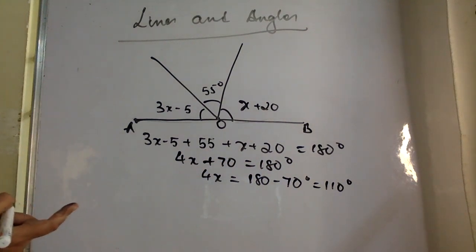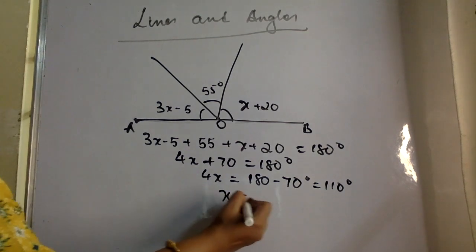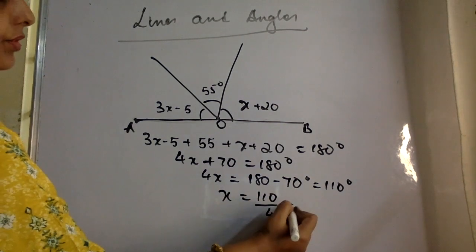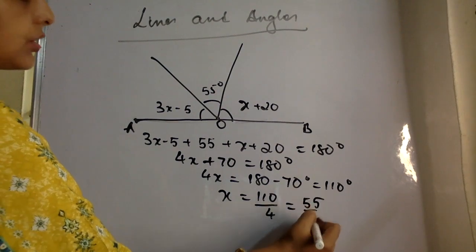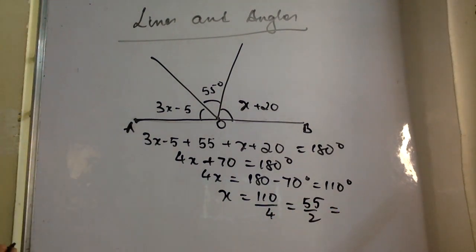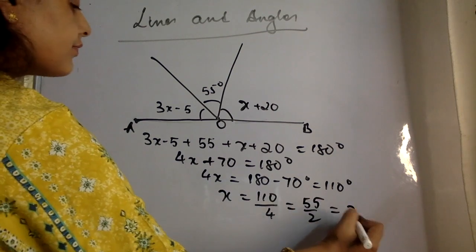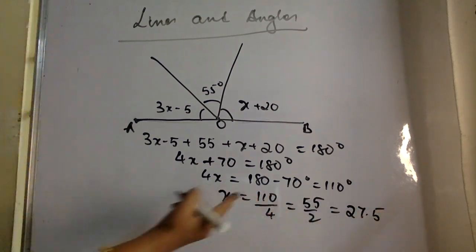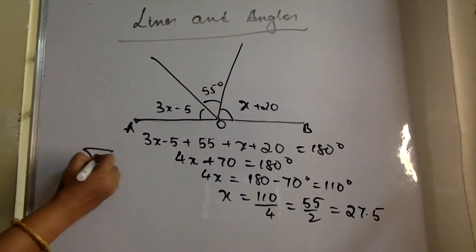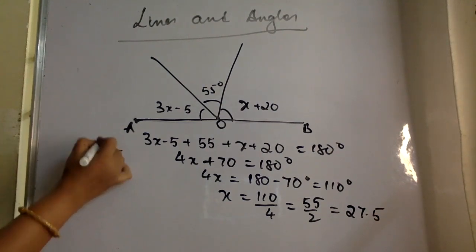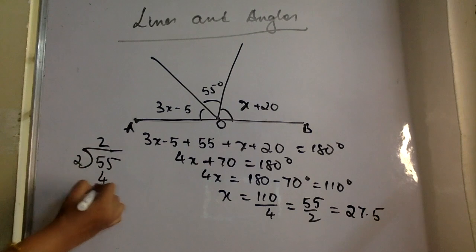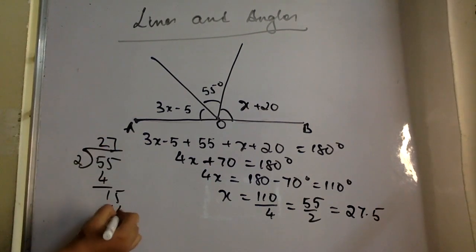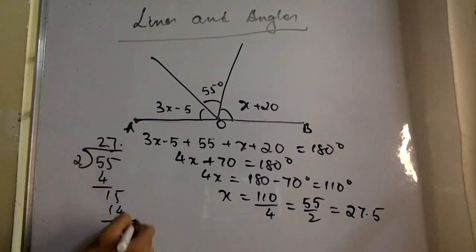So now what is the value of x? x is 110 by 4, which is 55 by 2, which is 27.5. If you have difficulty in finding this, you can do it like this: 55 divided by 2, 2 fives are 10, and so on, put the point here, this is 5. 27.5 degrees is the value of x.